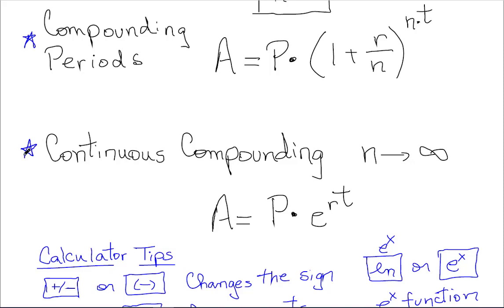If the interest is calculated continuously all the time, then the number of compounding periods runs off to infinity, and we get a new formula. And this is the formula for continuous compounding. Well, let's see. It's still the principal, but now it's multiplied by our friend e raised to our rate times the time.